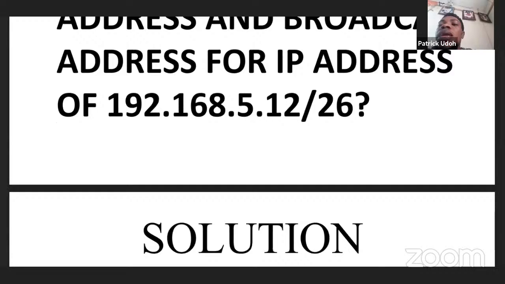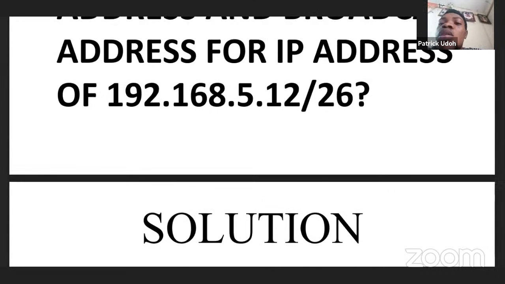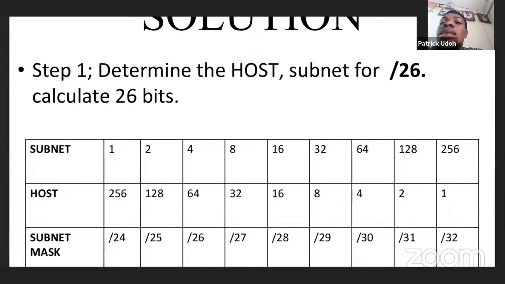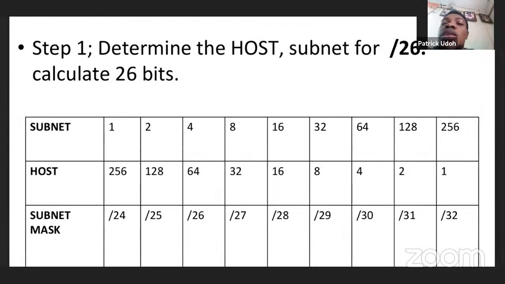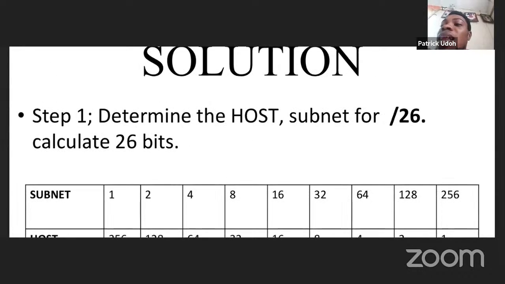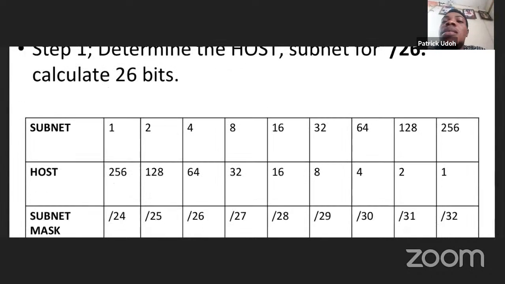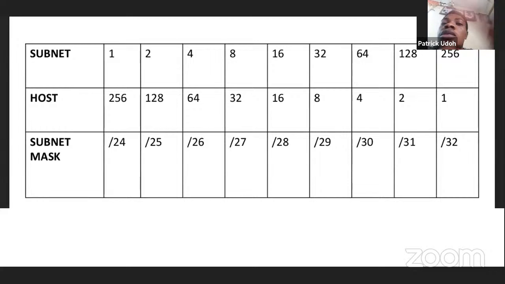Okay, now the subnet mask is /26. There are different ways to calculate the subnets and the hosts, but this is an easier and faster way. From this table, I can calculate my hosts and my subnets. All I do is take the /26 subnet mask and trace it up.